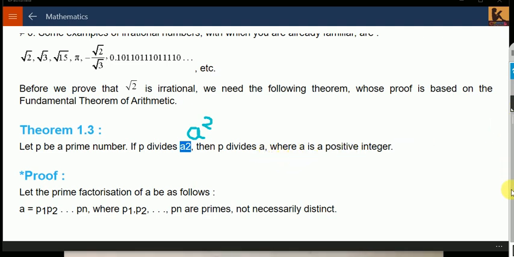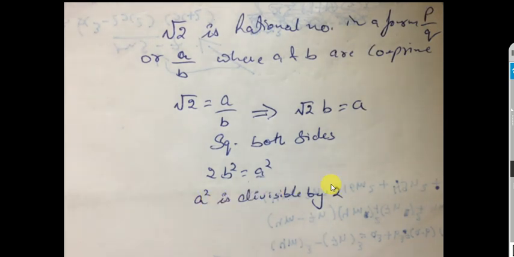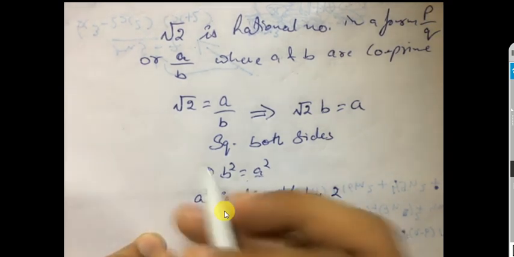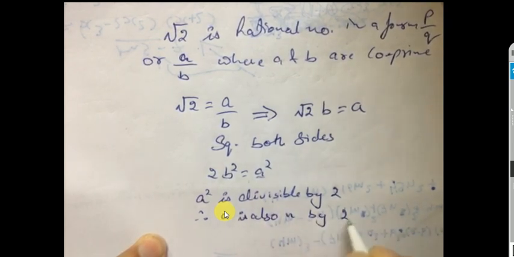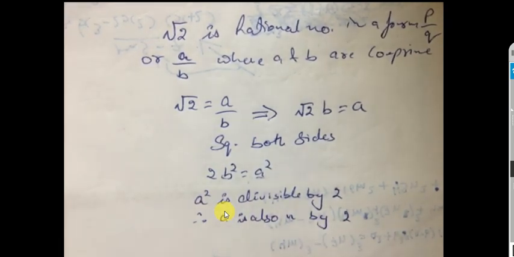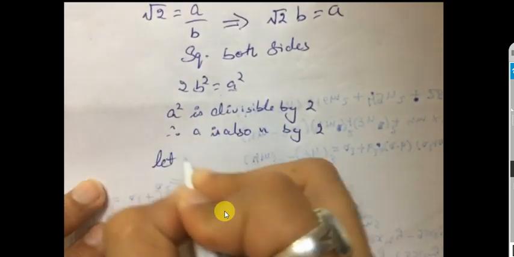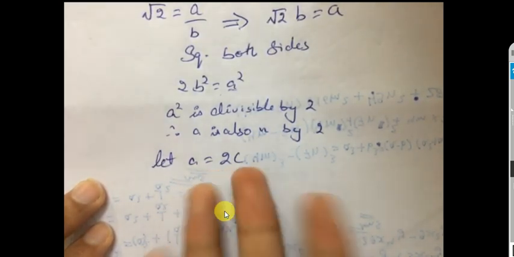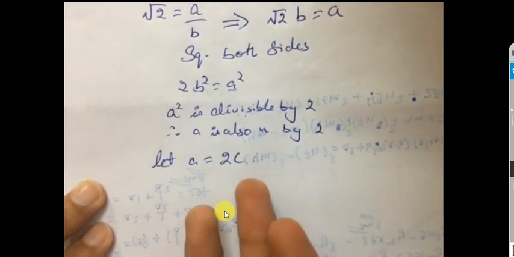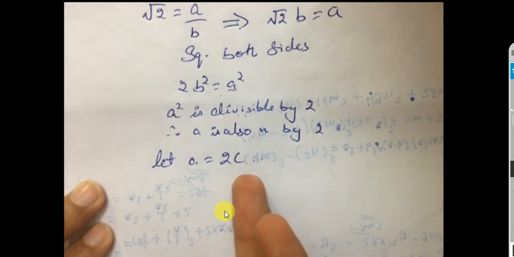So we'll go back to the main part which we were studying over here, that is a square is divisible by 2, meaning 2 can divide a square. That means 2 can also divide a. Therefore a is also divisible by 2. Next we will take a equals 2c. If a is divisible by 2, we can take a equals 2c, meaning an even number.